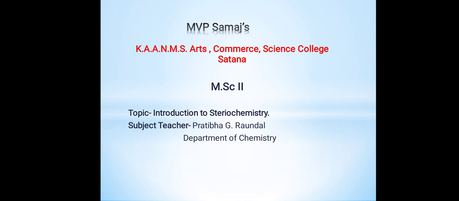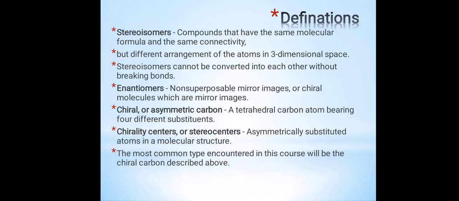Today I am going to discuss the introduction of stereochemistry. Stereoisomers means the compounds that have the same molecular formula and the same connectivity, but a different arrangement of the atoms in three-dimensional space. Stereoisomers cannot be converted into each other without breaking of the bonds. Enantiomers means the non-superimposable mirror images, or the chiral molecules which are mirror images.